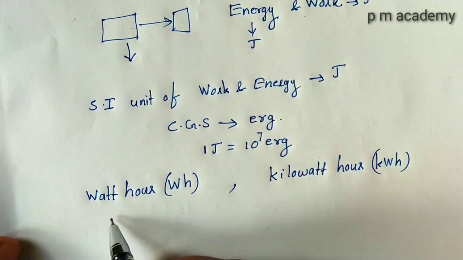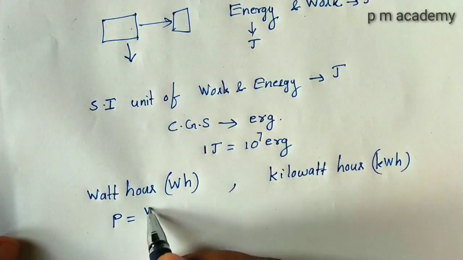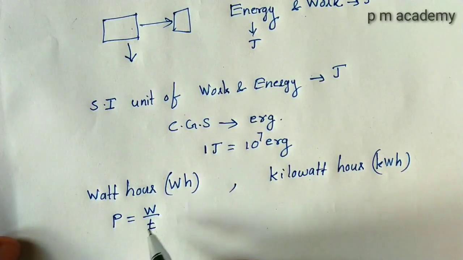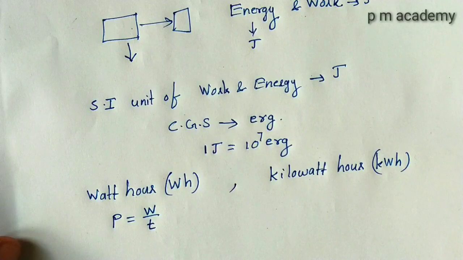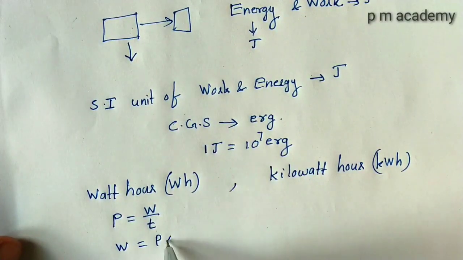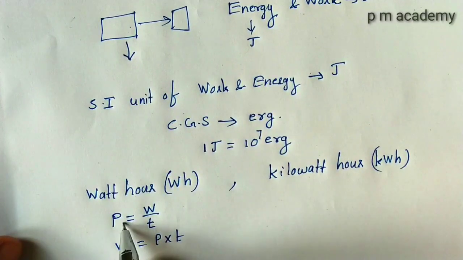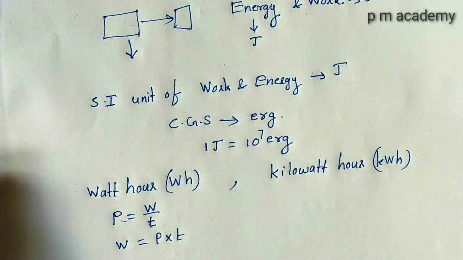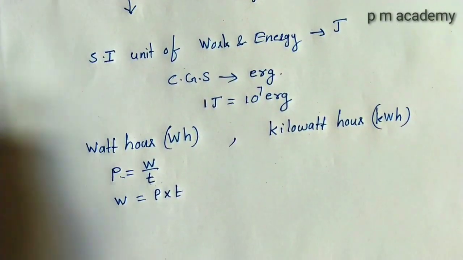You know that power is equal to work by time. From that, work is equal to power into time. T goes to this side, then it becomes W is equal to P into T. Work is equal to power into time.